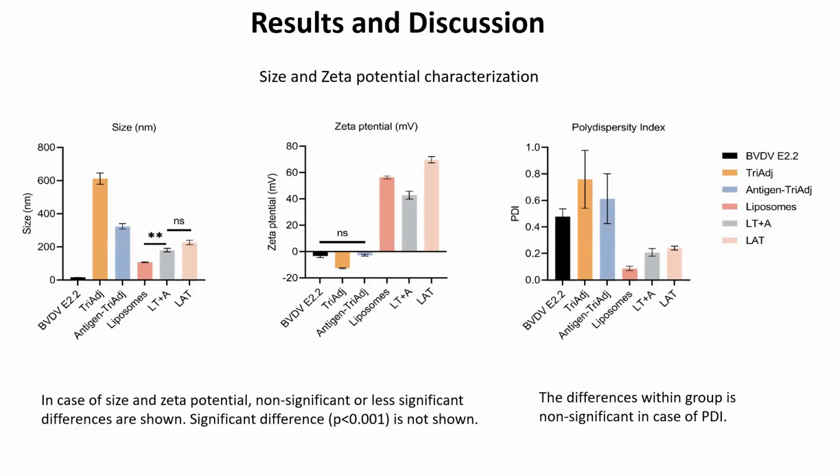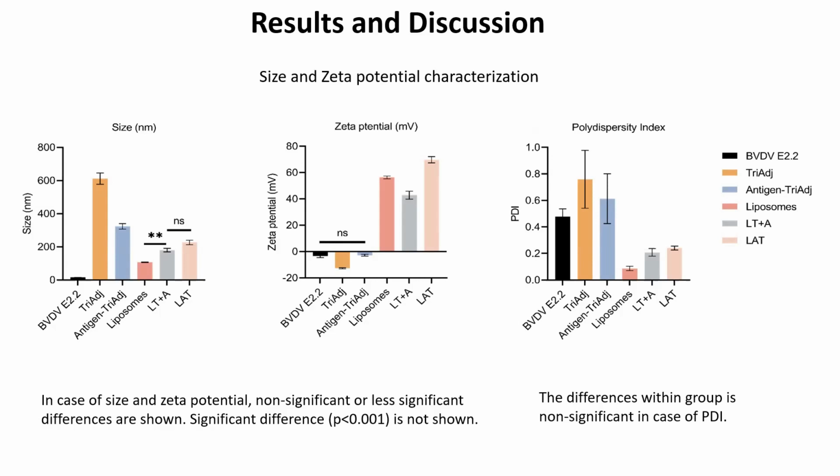The LT+A vaccine particle was found to have a significantly lower positive zeta potential than liposomes, as the LT+A vaccine has antigen triadjuvant attached on the surface of the liposome. An anionic zeta potential of the antigen triadjuvant neutralized some of the cationic zeta potential of the liposomes. In contrast, the LAT vaccine particle has a significantly higher cationic zeta potential than the LT+A vaccine particle, because in the case of the LAT vaccine, the antigen triadjuvant complex is entrapped in the core of the vaccine particle and does not contribute to neutralizing the cationic zeta potential of the lipids located on the surface of the particle.